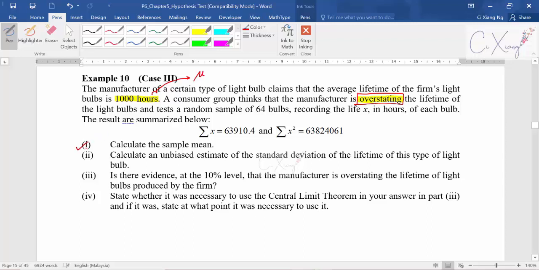Calculate the sample mean. This part is very easy. I will just give you the final answer, then you calculate this one yourself. For the sample mean here, you should get 998.6. Then for the second part, they ask you to calculate the unbiased estimate of standard deviation for the lifetime of this light bulb. For part number 2, you also calculate it on your own. If you correct it to 3 significant figures, your answer should be 7.05.